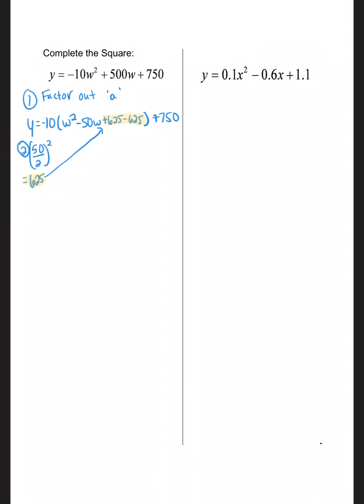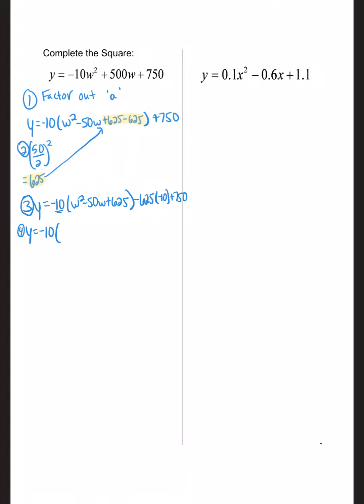Okay, the next step is we're going to remove that negative 625. So we're going to have a negative 10 w squared minus 50w plus 625. Now I'm going to bring that negative 625 outside my brackets, but here's what's important. We have to remember to multiply by that common factor of negative 10. Now we have plus 750. Let's just label this. This was step 3. Okay, this is step 4.